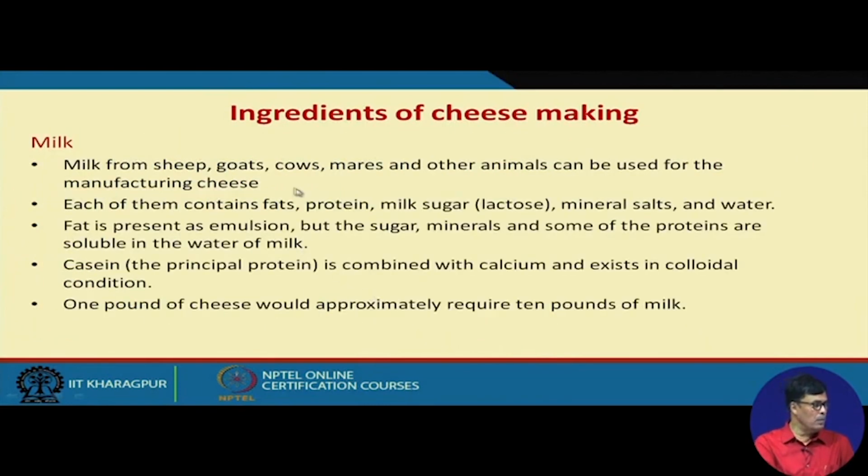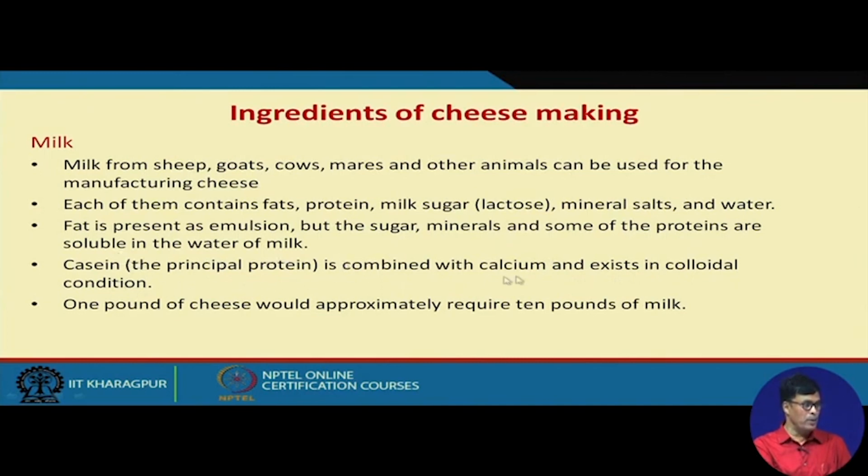Now milk from sheep, goats, cows, buffaloes and other animals can be used for manufacturing cheese. Each of them contains fat, protein, milk sugar, lactose, minerals and water. I shall give you a very detailed analysis of this process. Fat is present as an emulsion, because we know fat is insoluble in water, so it should always be present in the form of an emulsion. But the sugar, minerals and other proteins usually remain in soluble form in the milk.